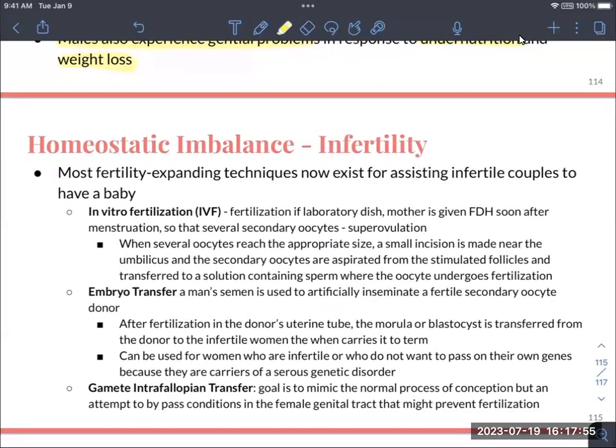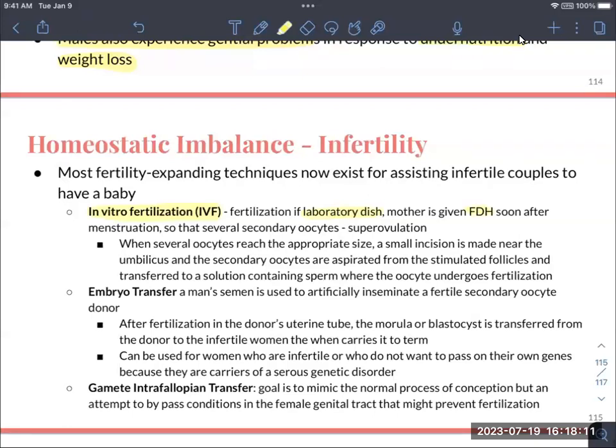So most fertility techniques use a lot of different methods. We have in vitro fertilization. This is where fertilization happens in a dish.